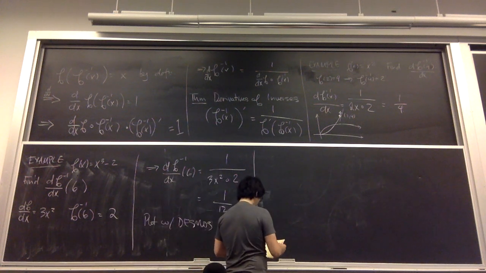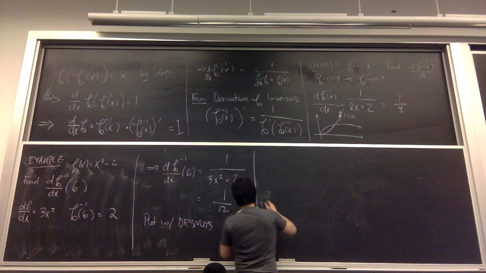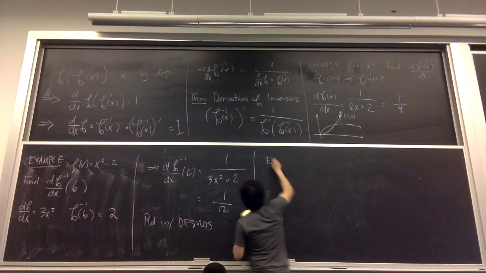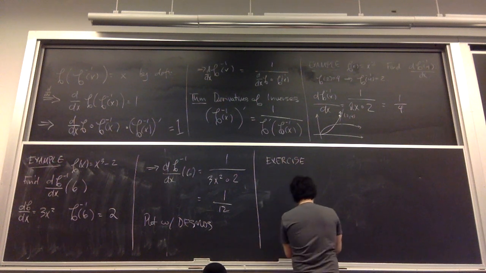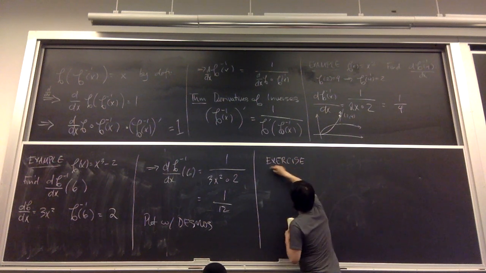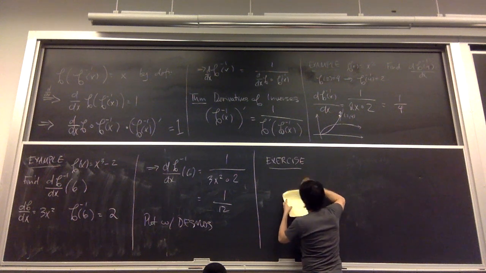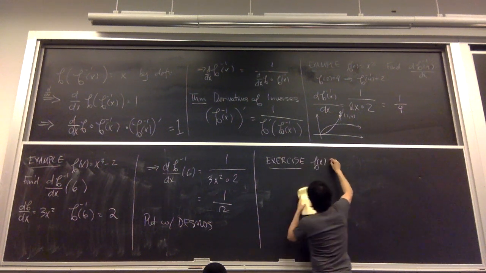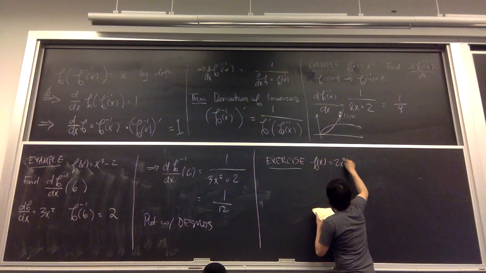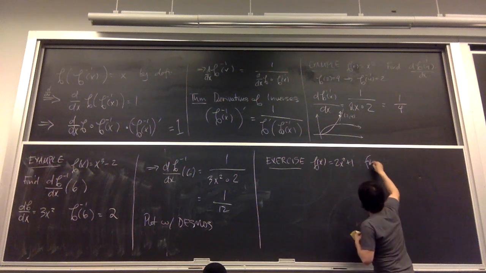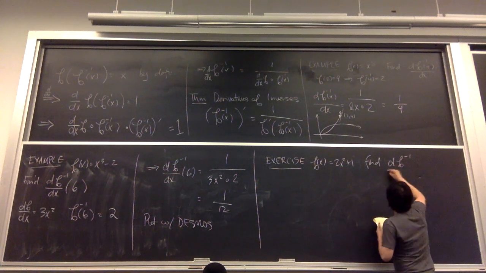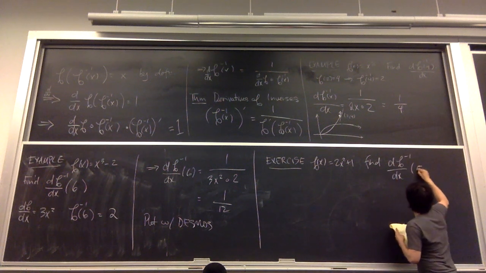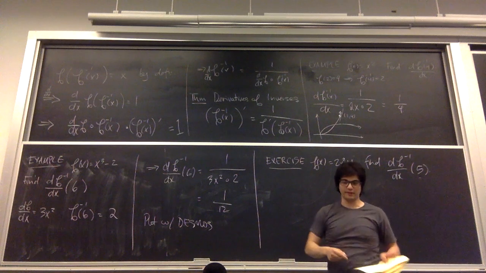Okay, you try one. Exercise. I'm going to do a lap, so I can have a drink of coffee. Here's f of x. I want you to find the derivative of the inverse at 5. One lap I will give.